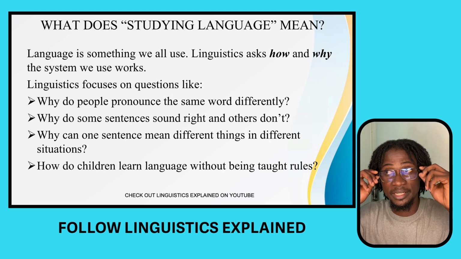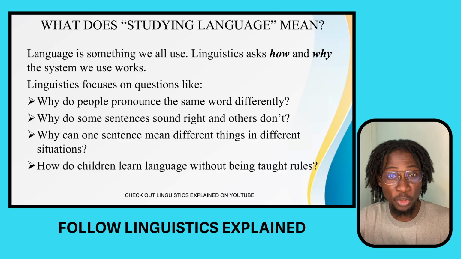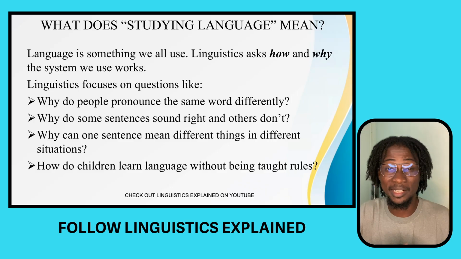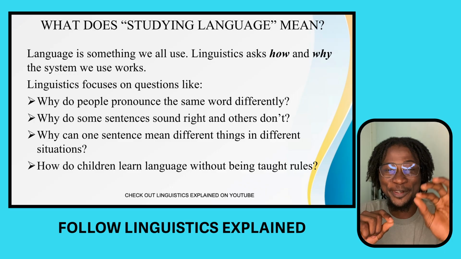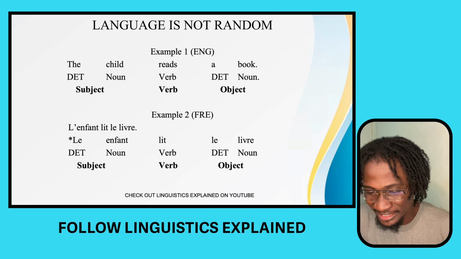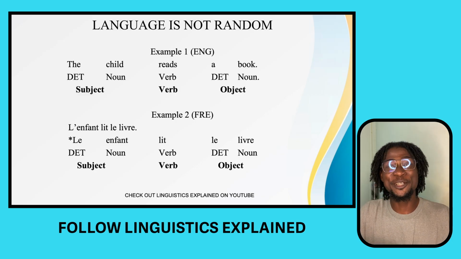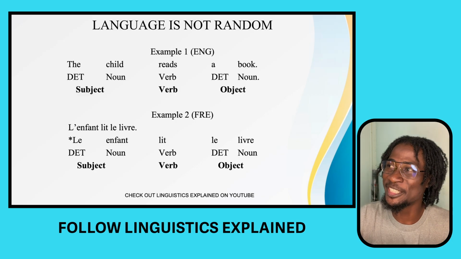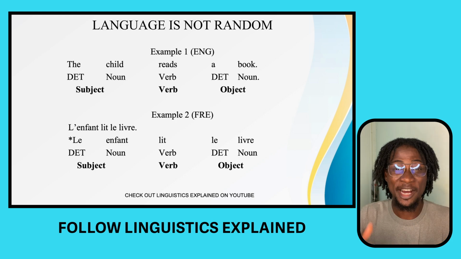It looks at how children acquire languages, how they learn languages without being taught the rules, because you and I both know when a child is learning the language, we don't have to tell them that you put the determiner before a noun, or you don't. No, it doesn't happen that way. So how do these things work? Now, the reason linguistics is interested in all these things is that we believe that language is not random. Whatever we say out of our mouth follows a particular pattern.